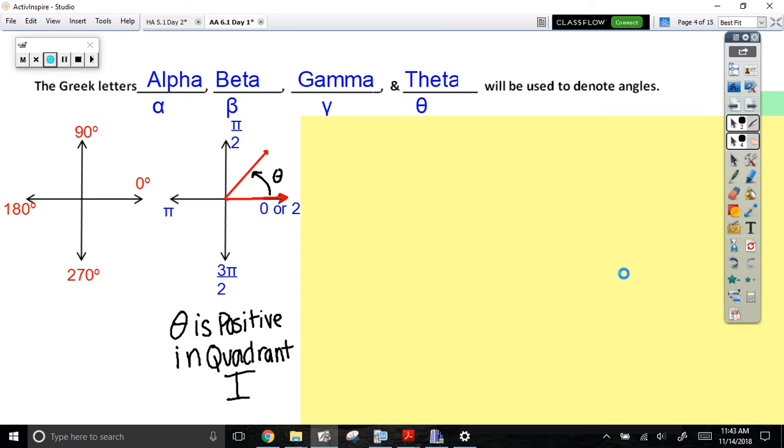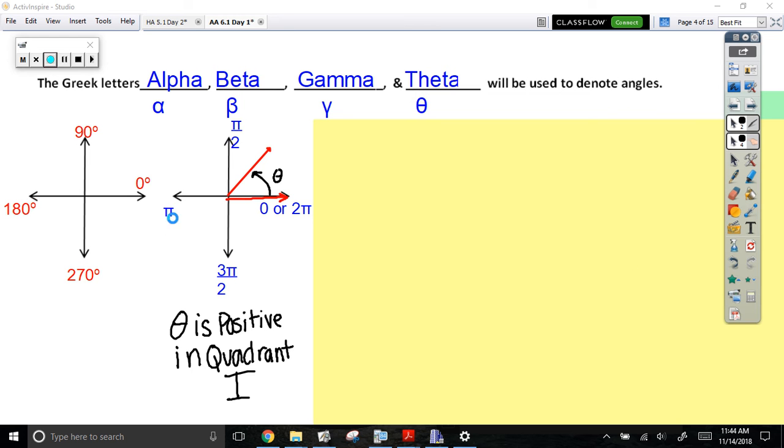Okay. Now, radians. Radians will start out at 0. It's kind of hard to read, so pay attention. Pi over 2, or pi halves, is the same thing as 90, but in radians. Pi halves is the top. Then 3 pi over 2.